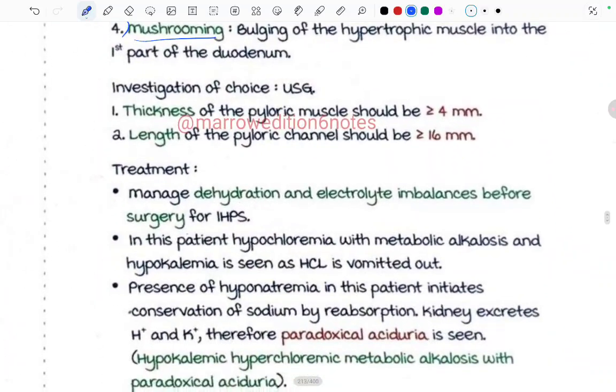What is the investigation of choice? It's USG. In case of IHPS, we can see the thickness of the pyloric muscle is more than 4 mm, and the length of the pyloric channel is more than 16 mm. These are the diagnostic criteria for IHPS.